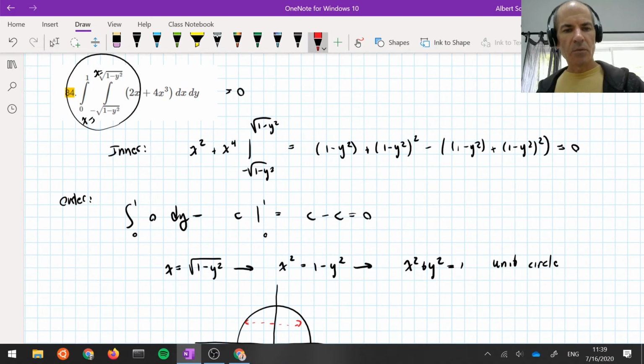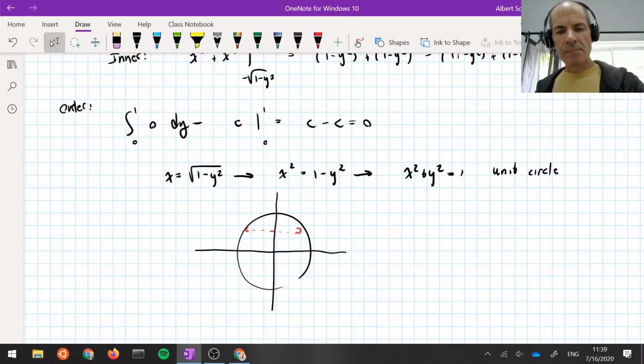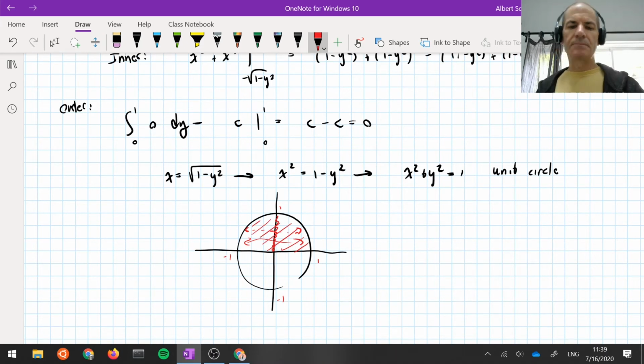And we're supposed to do this from y equals 0 to y equals 1. So where is that? Well, these are all 1's going around here: 1, 1, minus 1, minus 1. We're integrating from 0 to 1. That's here. So we're doing these horizontal slices over the y interval from 0 to 1. That's this upper half of the unit circle.